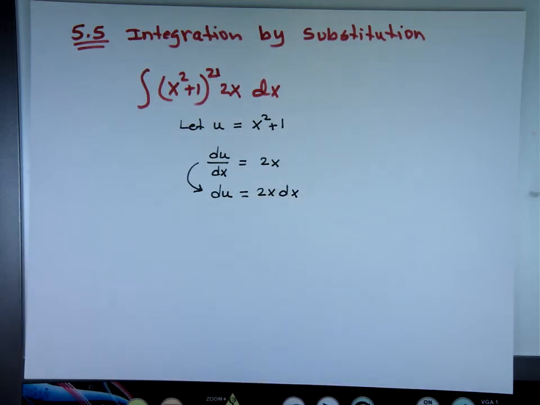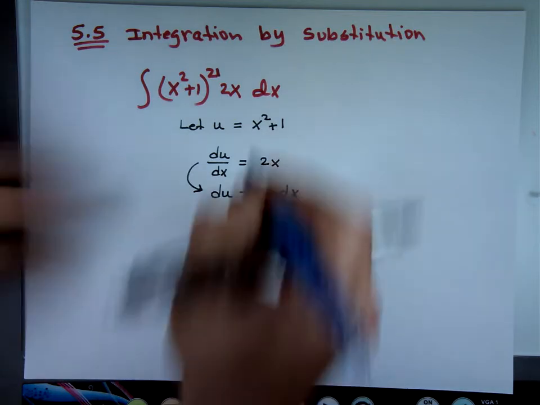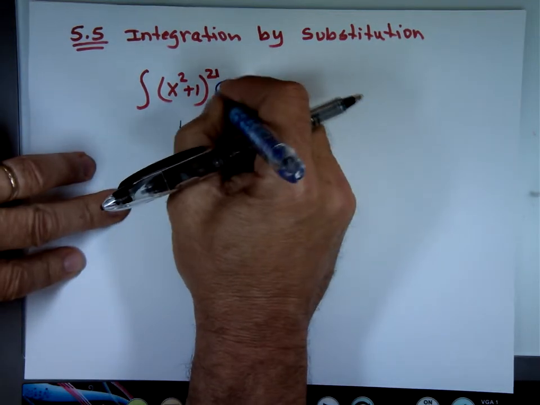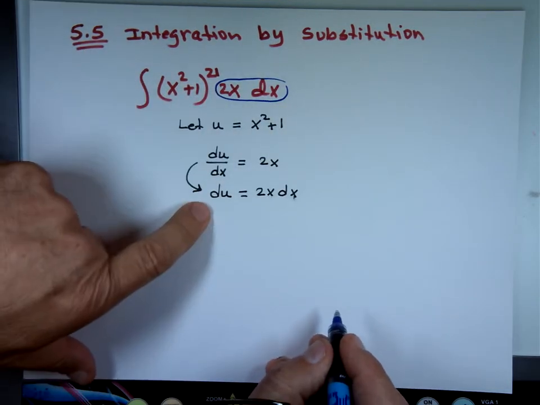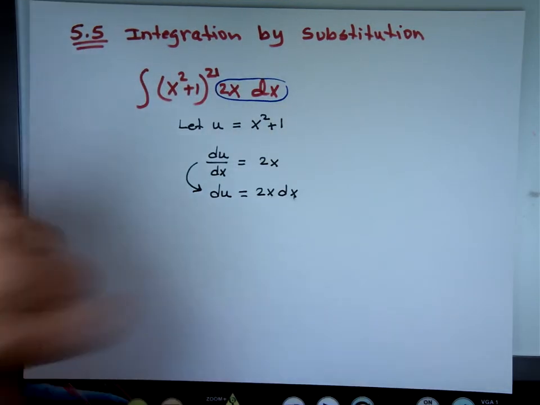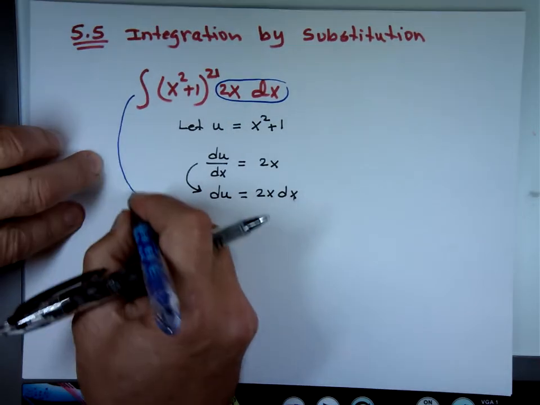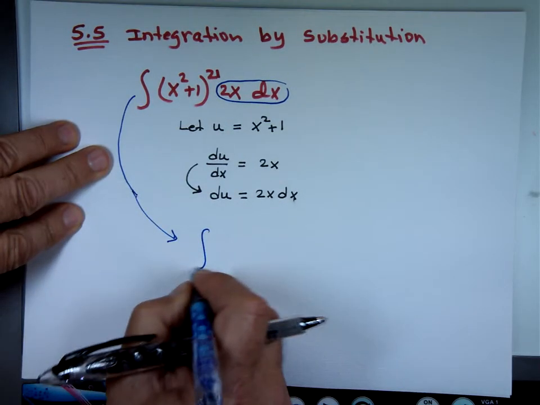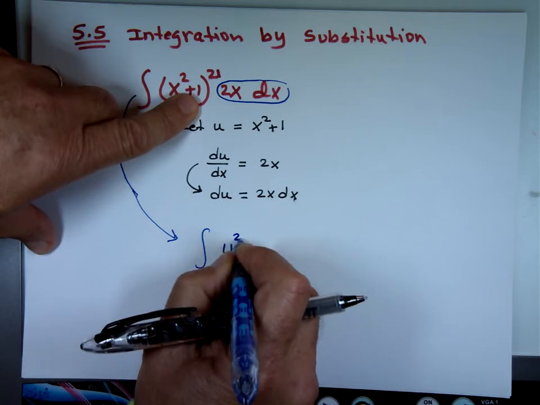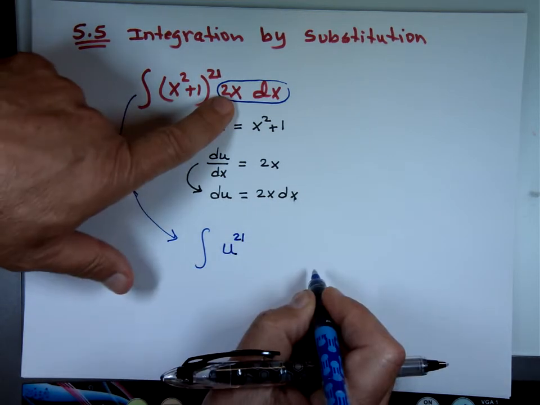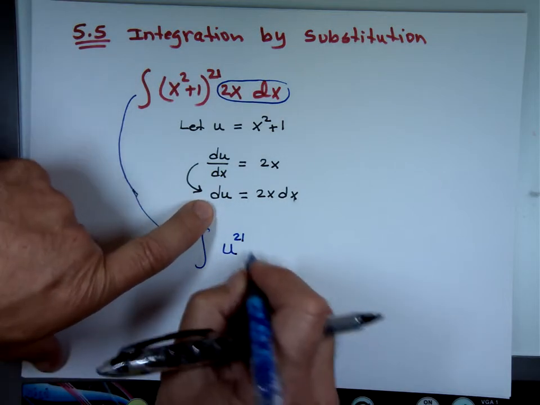Does everyone see that? Let's look right here. Let me take a different marker. What is this equal to, all of it? Look at that. 2x, isn't that the du? So now I can take this problem down, and I can write that instead of x squared plus 1, that's u to the power of what? 21. Instead of 2x dx, that's what? du.